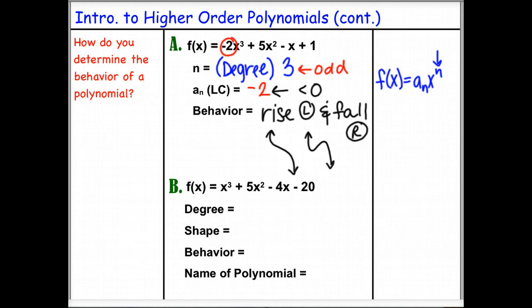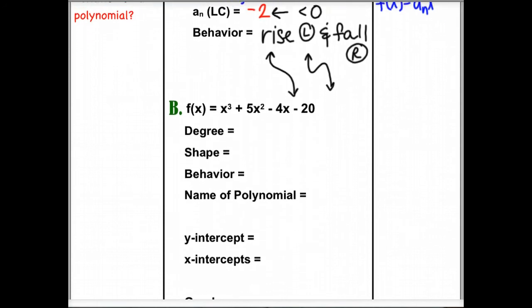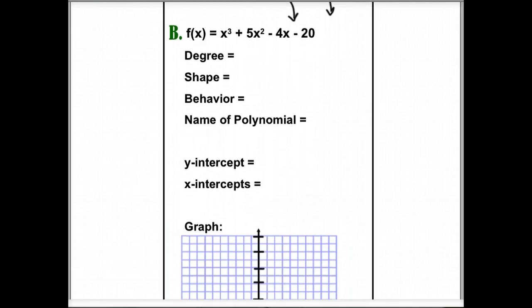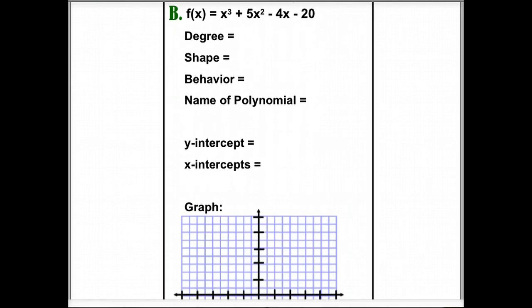And so then looking at example B, we have f of x equals x cubed plus 5x squared minus 4x minus 20. Now if you notice, this has a lot more stuff involved with it, which is what you need to be able to do. So we look here, I see that our highest power is cubed, which means that it is a degree of 3.